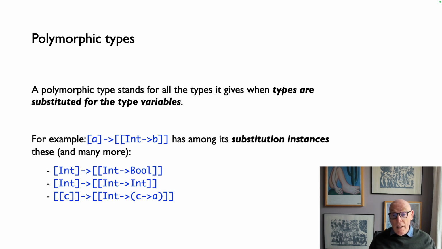So you can see that this makes type checking a bit more complicated. If you apply a function that has a polymorphic type to an argument, you don't expect the argument to be exactly that type. It might be an instance of that type. That will be fine. It will still type check. So let's look at some examples which take us towards that.